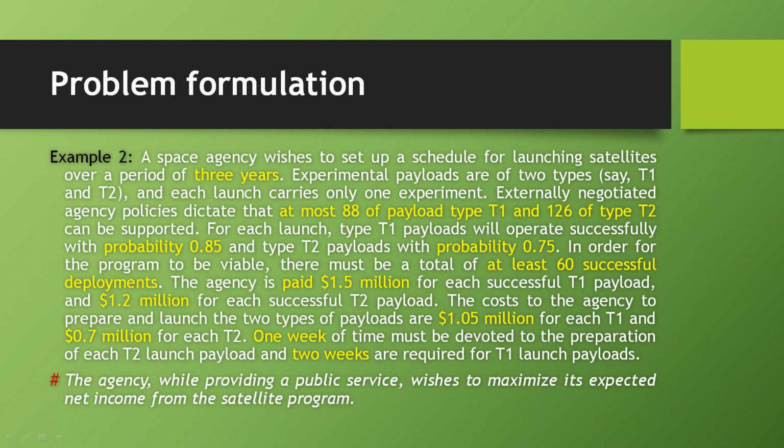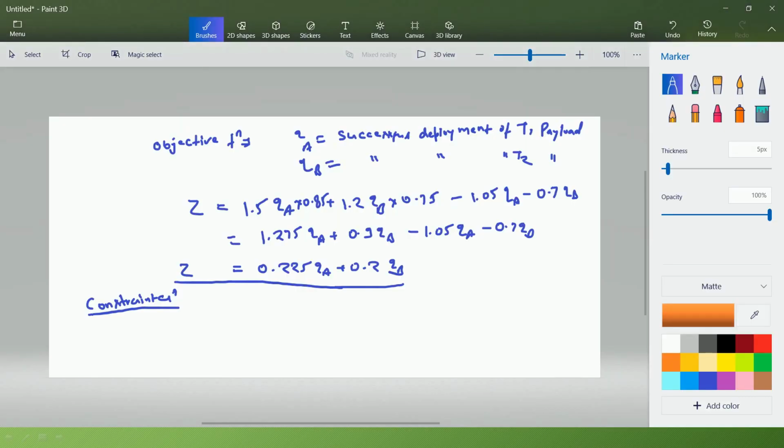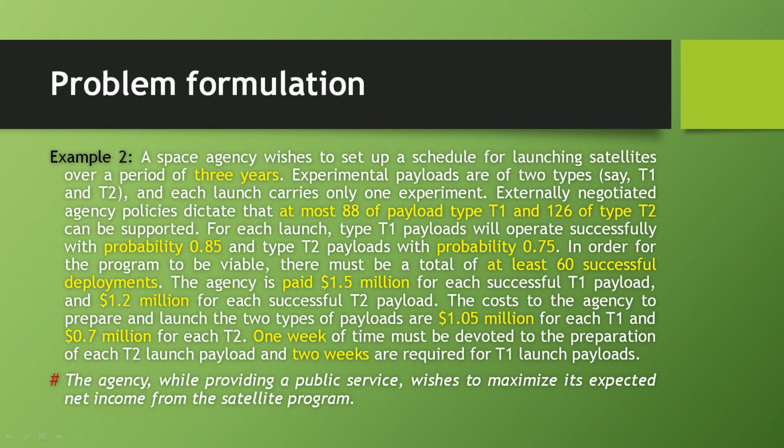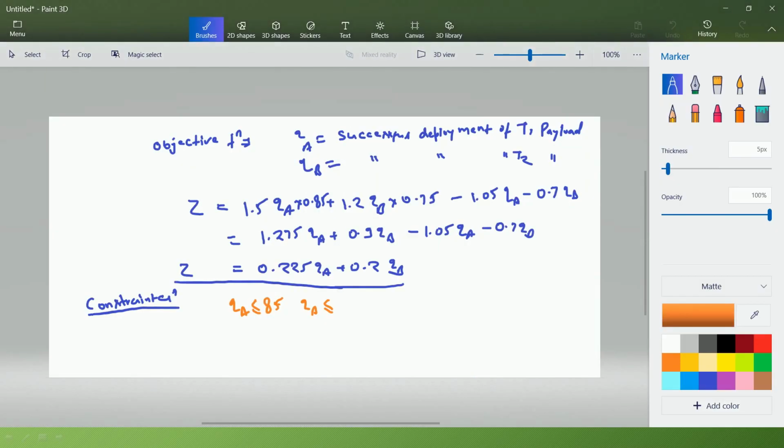Now read this line. The externally negotiated agency policy dictates that at most 88 of payload type T1 and 126 of type T2 can be supported. So QA should be less than or equal to 88 because at max we can deploy 88 of QA payload, and QB is less than or equal to 126. This is 88, this is 126. So this is equation 1.